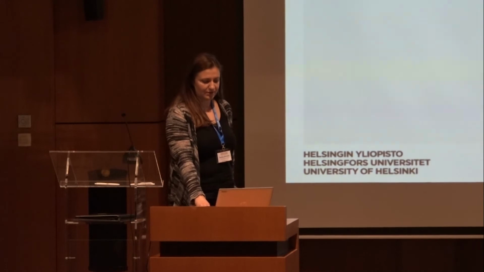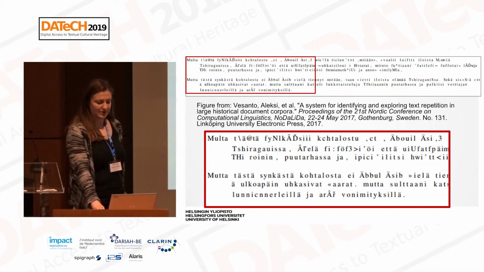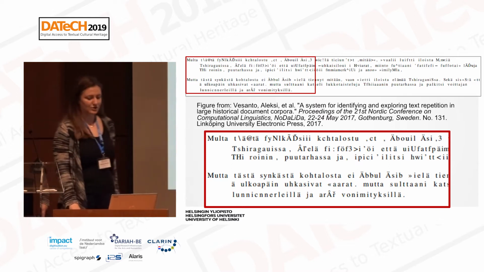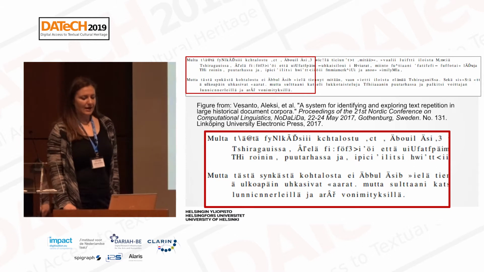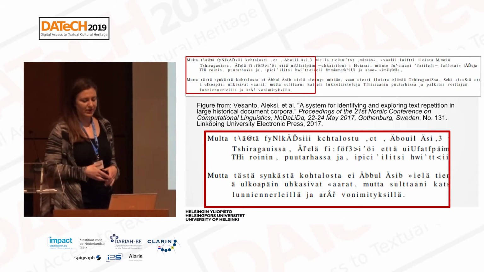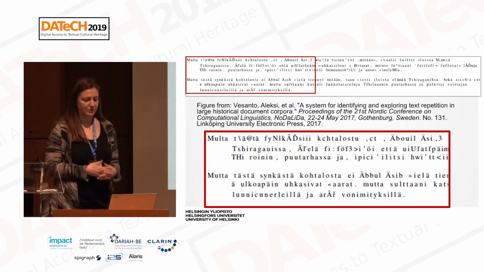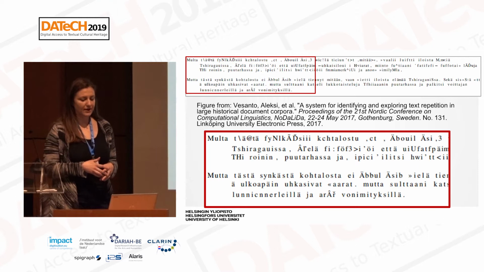This is from a paper by Aleksi Vesanto and others from about 2 years ago. Here is this part enlarged so you can actually see what it says. What they were trying to do is track how news spread across Finland at that time in newspapers. For instance, if news was published in Helsinki, they wanted to see when and how it spread to the rest of Finland.